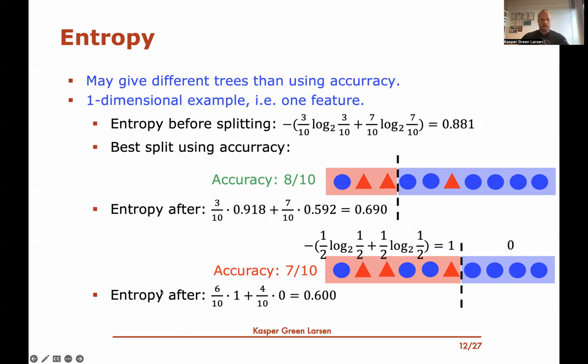Okay. And now, so the entropy, we have to weigh them by the number of points that end in each leaf. So we have a 6 out of 10 fraction that end up here and a 4 out of 10 fraction that end up here. So the final entropy is 0.600. Because you can see here, right, the entropy reduced more using this second split than it did with the first split here. So this really shows that entropy and accuracy do not necessarily build the same tree. Okay, this gives a larger entropy reduction, and if you build using entropy, you would choose this split instead.